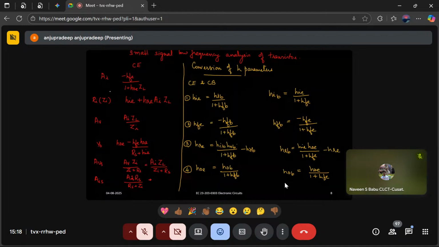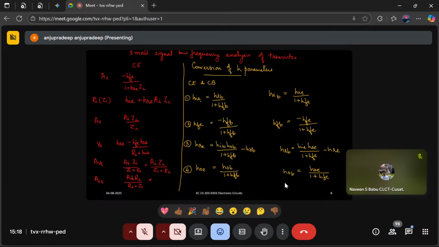Okay, so here I have summarized. You have to take down this table, the entire thing, whatever is in this slide. Common emitter configuration: current gain, input impedance, voltage gain, output impedance, voltage gain including source resistance, current gain including source resistance. Note it down. And what you have in yellow on the right side is how H parameters in one configuration is related to the other.